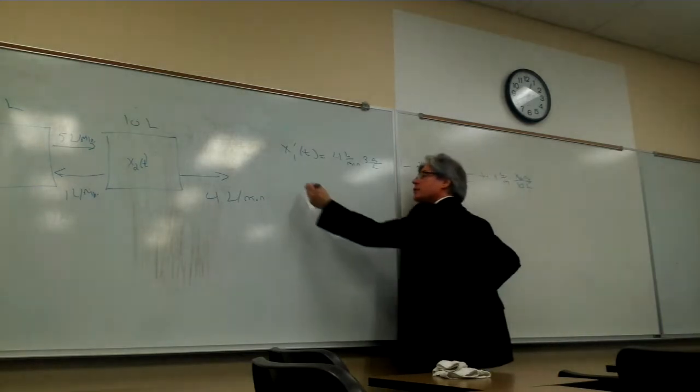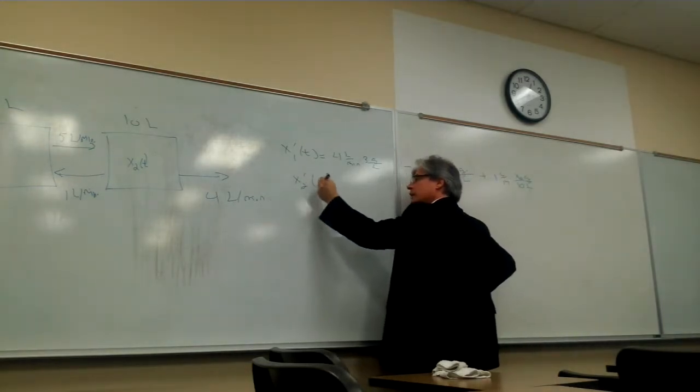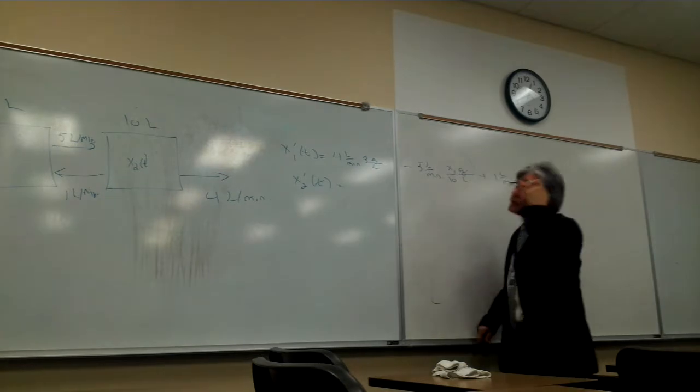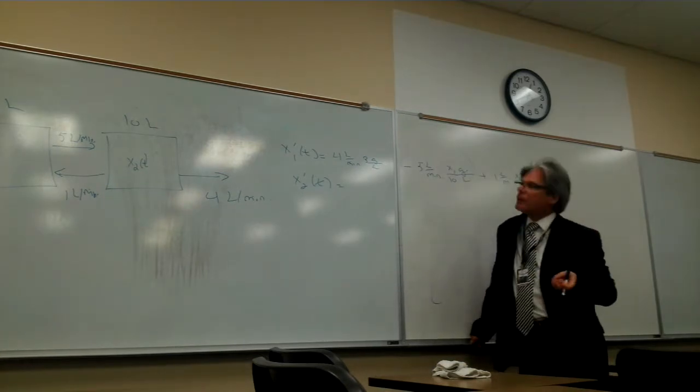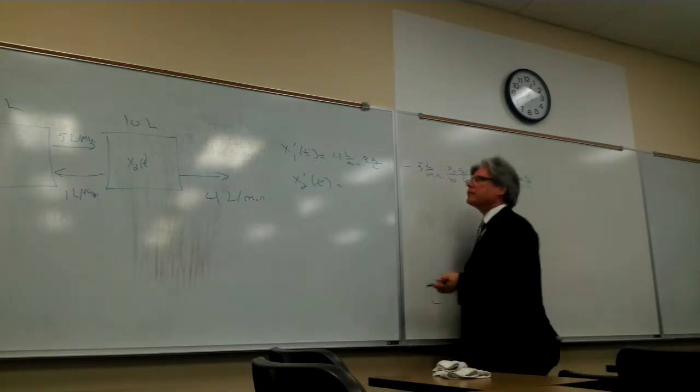When it comes to the rate at which the pollutant is changing in the second tank, here too, look at how much is being added in. Coming in from tank 1, that would be 5 liters per minute.